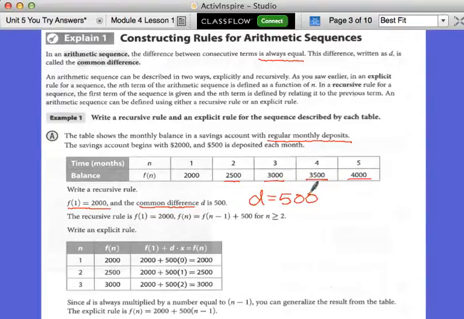So the recursive rule in this case is that you're always taking your previous amount and you're adding 500. So if we look at the first month, we added 500 and got 2,500. Then we added 500 to the second one to get 3,000. Okay, so our rule is that f of n minus 1 plus 500 is equal to f of n, and it has to be for n greater than or equal to 2 months. This is where we have to know f of 1 in order to be able to work through our recursive rule.